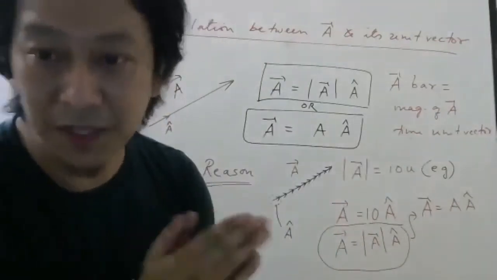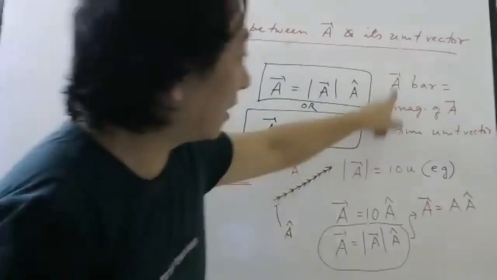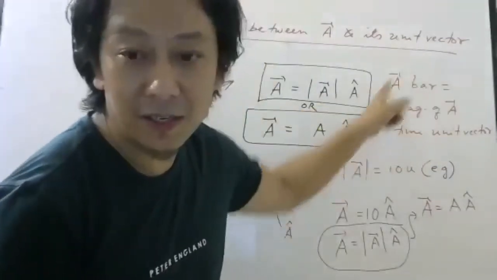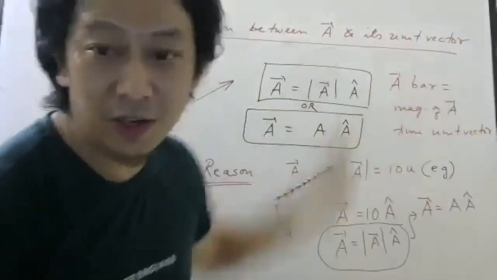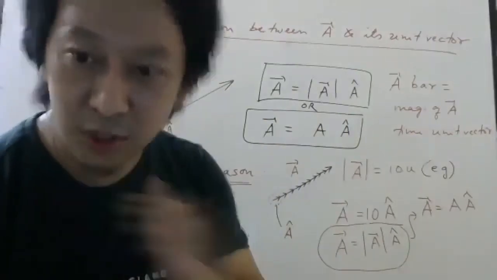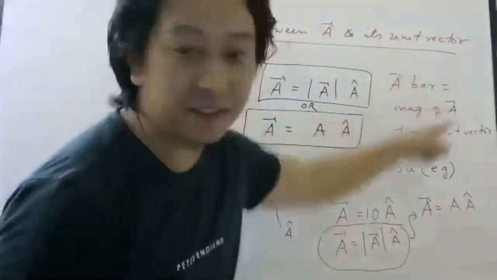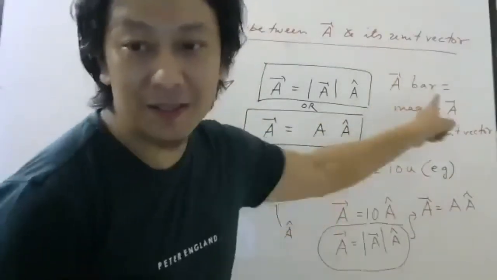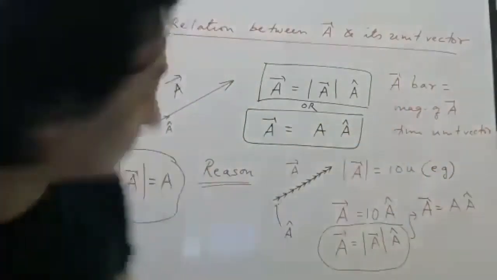I repeated it, Channa, just now. Which sentence do you want me to repeat, or the whole theory? Do you want me to repeat the whole theory, or this sentence? So A bar is equal to the whole thing. Okay, fine, no problem.